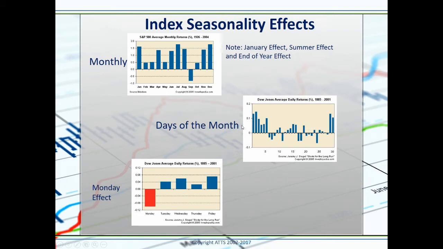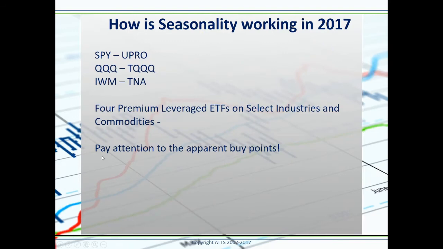Recognize that is a short season, but there's better times of the year to be buying than others. Days of the week: Monday's not really that great of a day to be buying, but Tuesday, Wednesday, better days. Thursday, a little bit off, and then Friday is a good day, or the return on Fridays is pretty good. So, how is seasonality working for 2017?